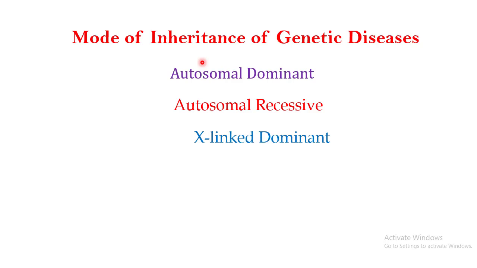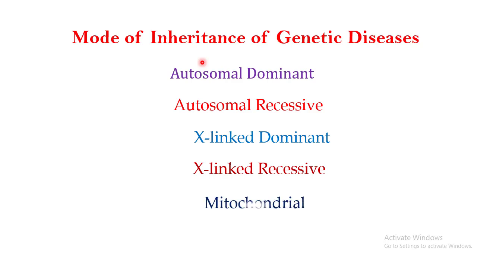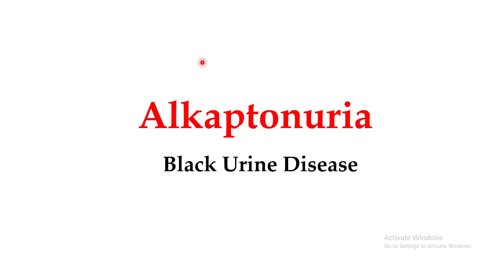There are X-linked dominant genetic diseases, there are X-linked recessive genetic diseases, and then you have got the mitochondrial genetic diseases. So in this particular video, I want to focus on Alkaptonuria, which is an important example of the autosomal recessive disorder. This Alkaptonuria is sometimes also known as the black urine disease, and you will come to know in a while why we call this the black urine disease.